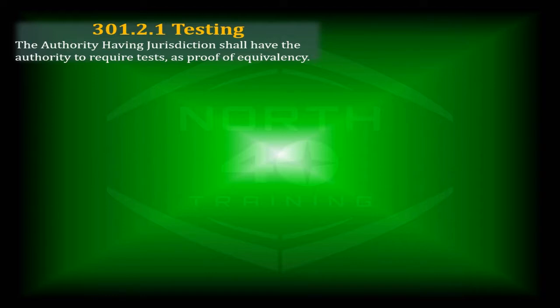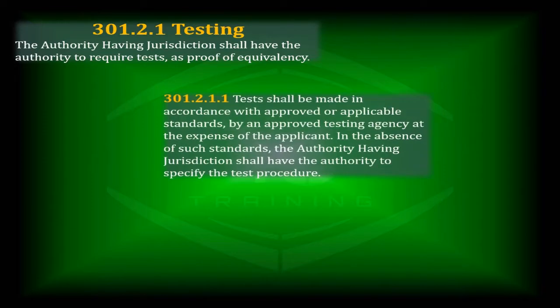Well, that means if you're doing something that in the code official's interpretation of the code, he looks at that and says, well, that's not according to code. And you say, well, it's UL listed and the manufacturer wants it done this way, and the inspector says it's not code. He can say, well, if you want to have that tested by a third-party organization that comes back and says, yeah, it meets such and such equivalency, well, he can do that. That 301.2.1.1 says tests have to be made in accordance with an approved or applicable standard by an approved testing agency at the expense of the applicant.